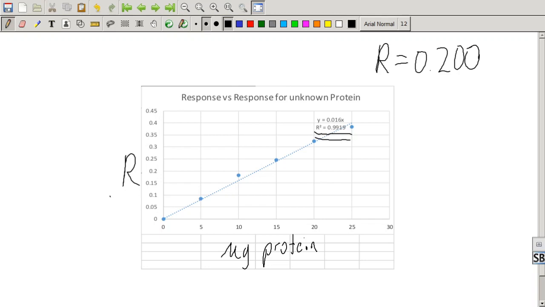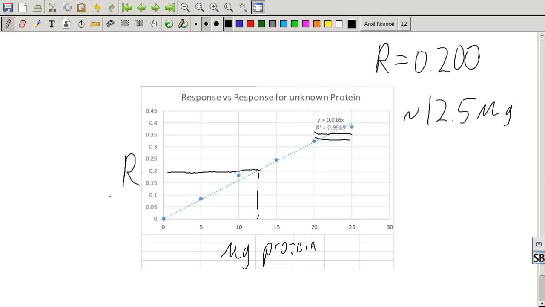We could say, all right, my instrument response is 0.2. I could then go down and check. So from that, it looks like about 12.5 micrograms, right? What's another, more precise way to do that? Calculate the slope. Yeah, and that's why we do this.